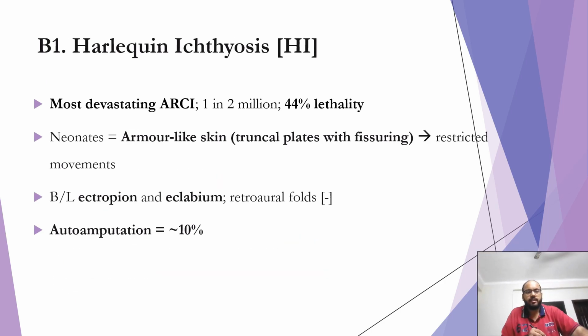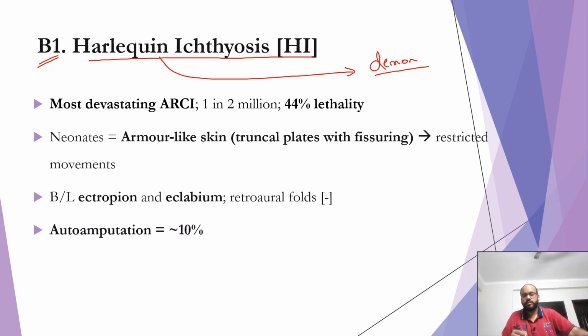So let's start the discussion with the first disorder, Harlequin Ichthyosis. There are multiple etymologies of this term, but remember that Harlequin just means a demon. One of the demons in older plays was called Harlequin. Since the baby looks a bit scary because of the appearance, it was termed Harlequin Ichthyosis.